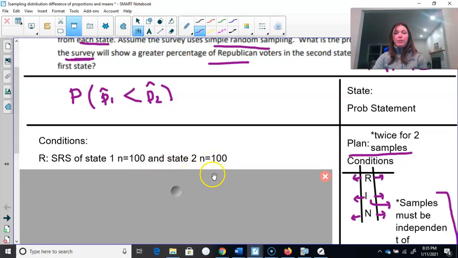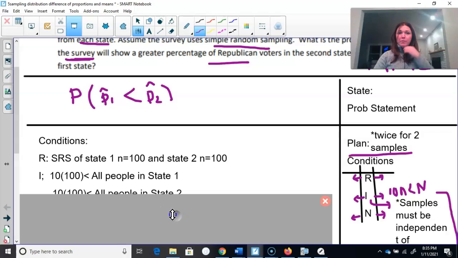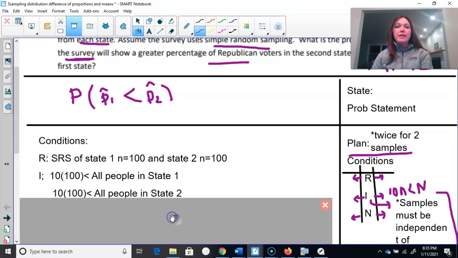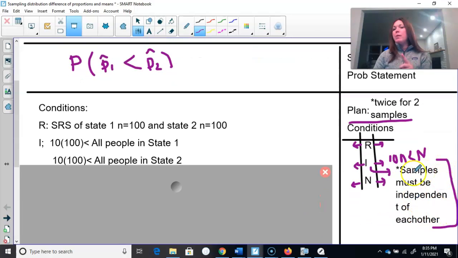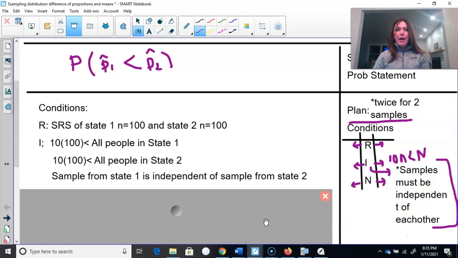We checked both, okay? We have 3 things we have to check. That's that 10n, don't forget, is less than capital N, okay? So 10 times 100 is less than all people in state 1. We have to do it again with state 2. 10 times 100 is less than all people from state 2. Now, there's no mathematics involved here. We just have to say samples are independent of each other, okay? And we did that right there.